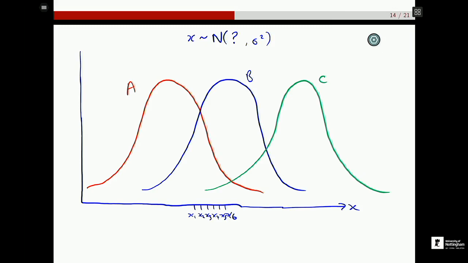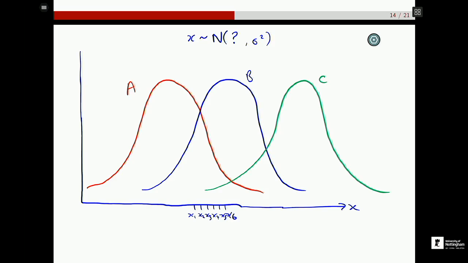Right, now this data could have come from any of those distributions. These are normal distributions with a given variance, but they all have different means, obviously, because they're in different positions. But the data could have come from A, B, or C, because any normal distribution goes off to minus infinity this way and plus infinity this way, and any finite set of observations is going to be covered by the support of that distribution. So it could have come from A, B, or C.